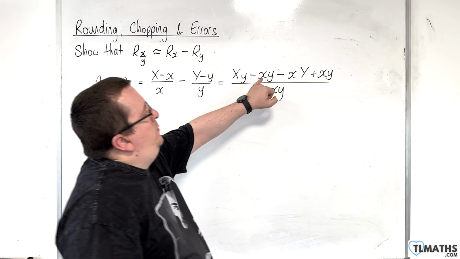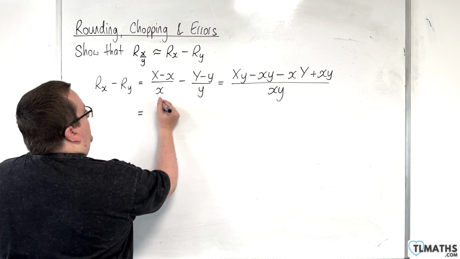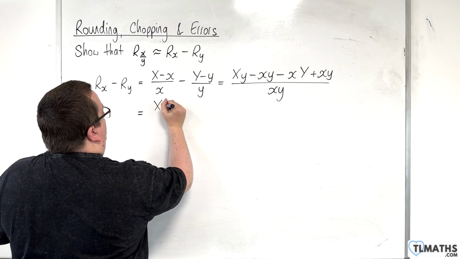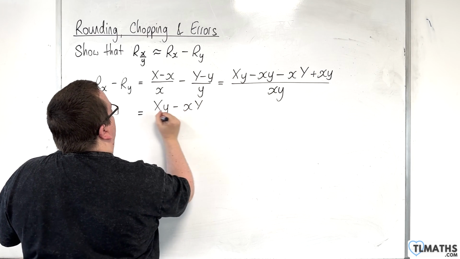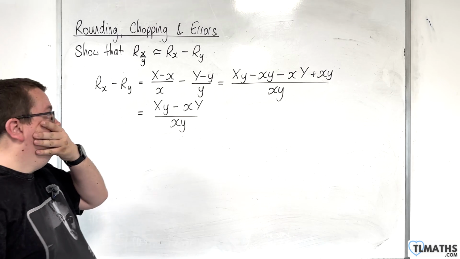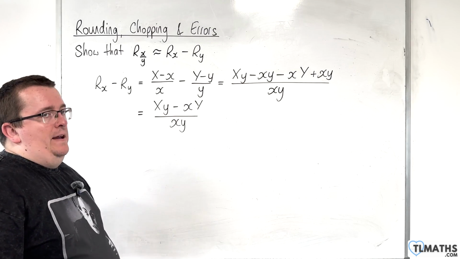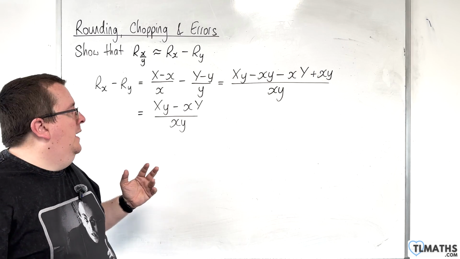Now here you can see we've got minus xy plus xy, so those terms cancel, and we can simplify that down to capital XY, take away lowercase x, capital Y, over lowercase x, lowercase y. Okay, so we can write it like that. Now there's not much we can do from there.